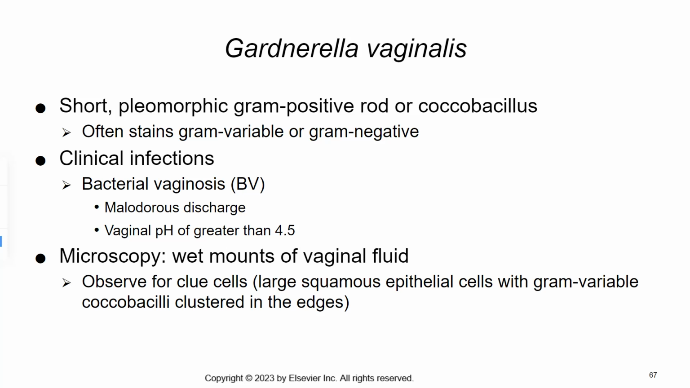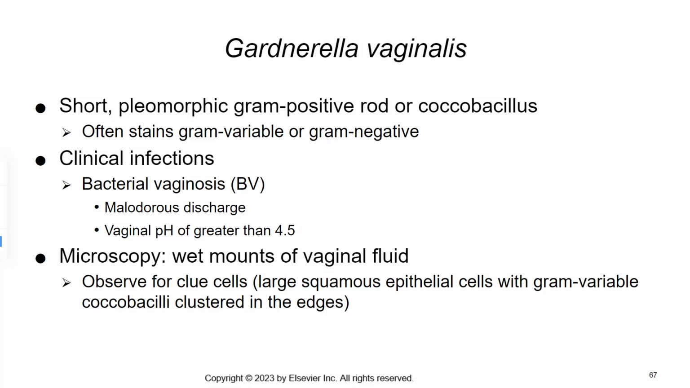Another way that it can be modified is just by having a good set of probiotics in the vagina. So being colonized with good probiotics, Lactobacillus produces a lot of acid, and that can decrease the pH of the vagina. Microscopy: wet mounts of vaginal fluids.